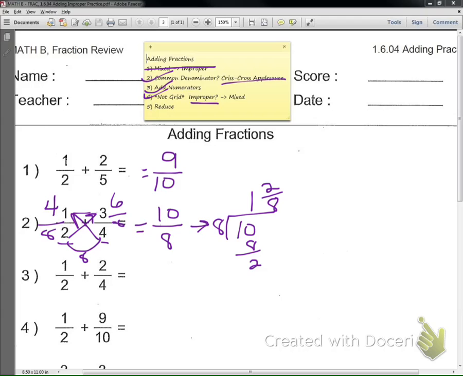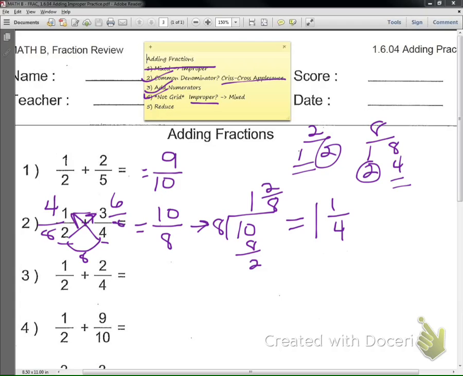So we finished step 4, and now we're ready to reduce. Don't forget that 1, that whole number, still is part of our final answer, but 2 over 8 can reduce. The factors of 2 are just 1 and 2. The factors of 8, well, 8 divided by 1 is 8. 8 divided by 2 is 4, and there's no numbers between 2 and 4 that can go into 8. So our greatest common factor is 2. That means the fraction can be reduced to 1 over 4. So the answer to problem number 2 is 1 1/4.